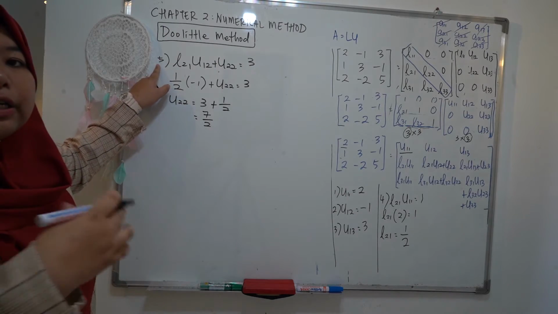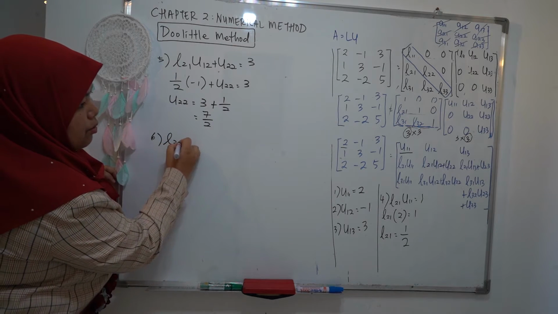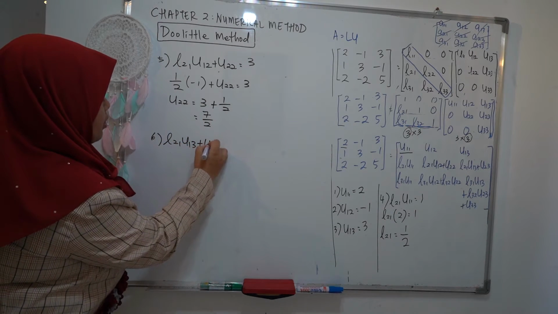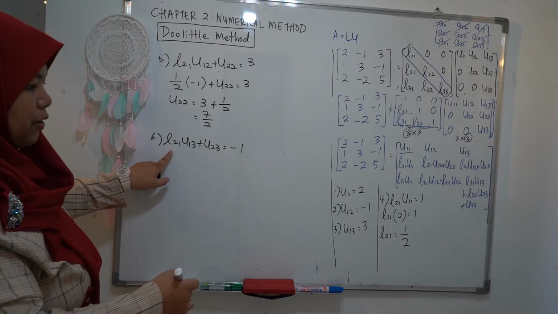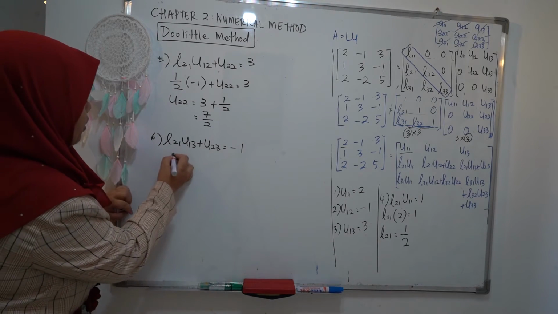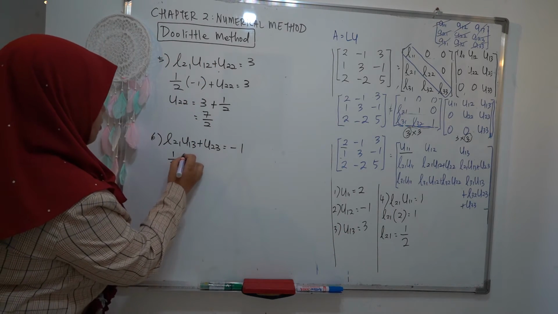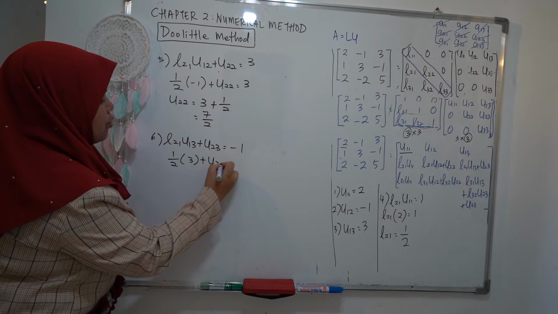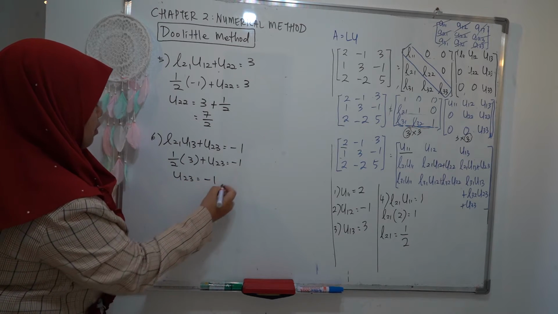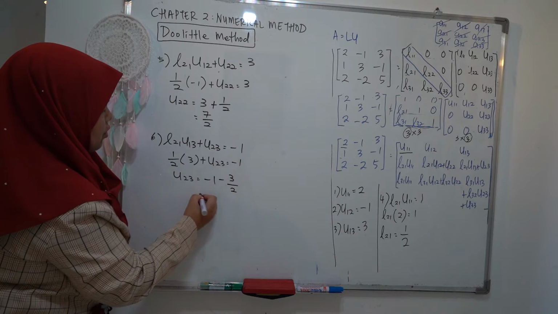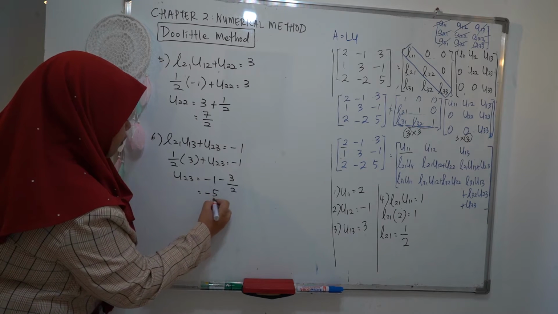Okay, number 5. So I continue with number 6. L21 U13 plus U23 equal to negative 1. L21 we already got over there, 1/2. And then U13 is 3, plus U23 equal to negative 1. So U23 equal to negative 1 minus 3/2. So I get over here negative 5/2.